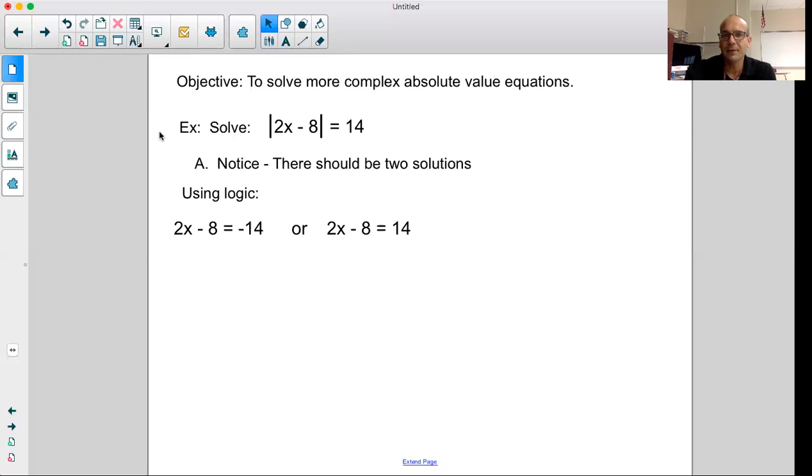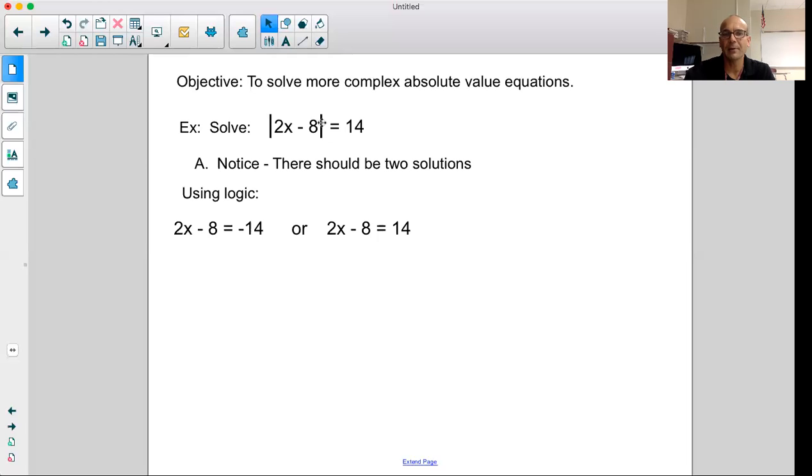So if we don't have an inverse operation for undoing absolute value, what I describe this step as is using logic to rewrite an absolute value equation as two equations, neither of which has absolute value in it. And what that does is it puts you in a great spot, because we know how to solve both of these equations extremely well.